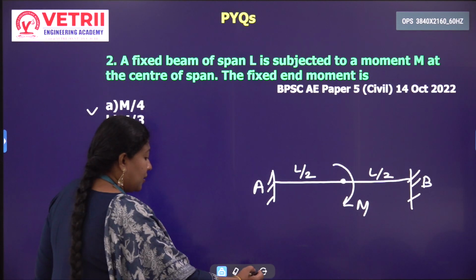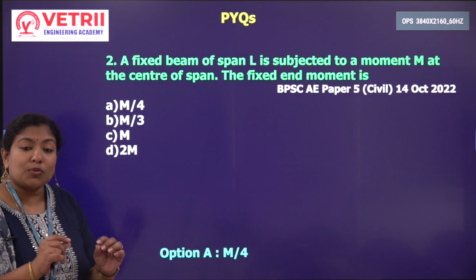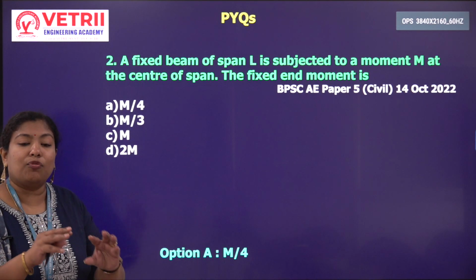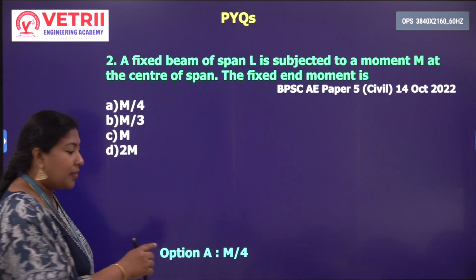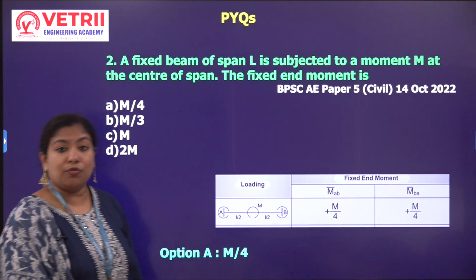Okay. So direct questions you can expect: what are the fixed end moments? They give a case scenario with this type of loading and ask what the fixed end moment is. That kind of question can come. So this is what you have seen. Both are M by 4.